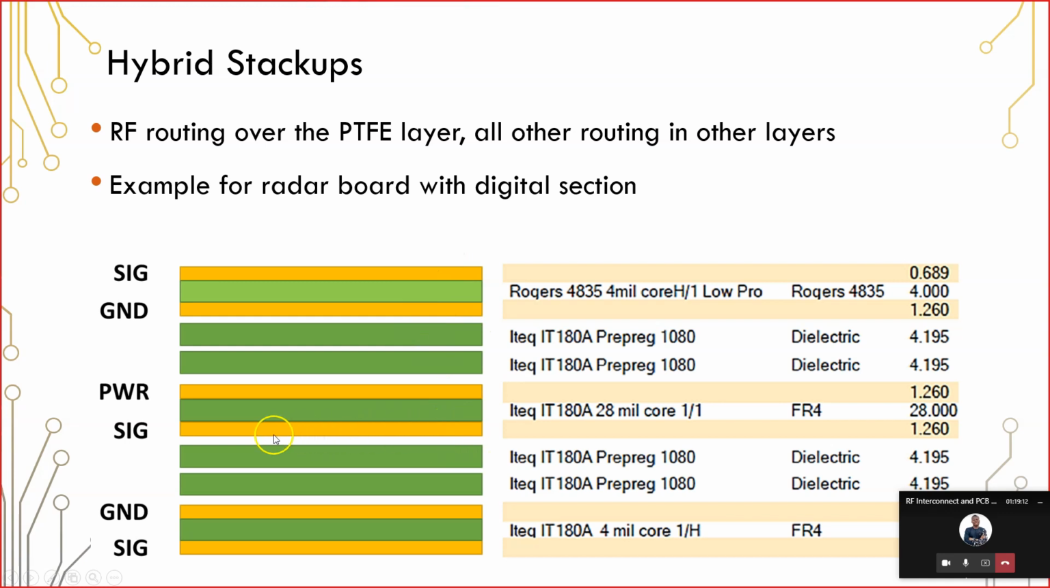Now, in this particular stack-up, I have a signal layer here below the power layer, and this signal layer could be used for other digital things. So it could be used for lower speed digital, maybe it could be used for some control lines. There are all sorts of different options.